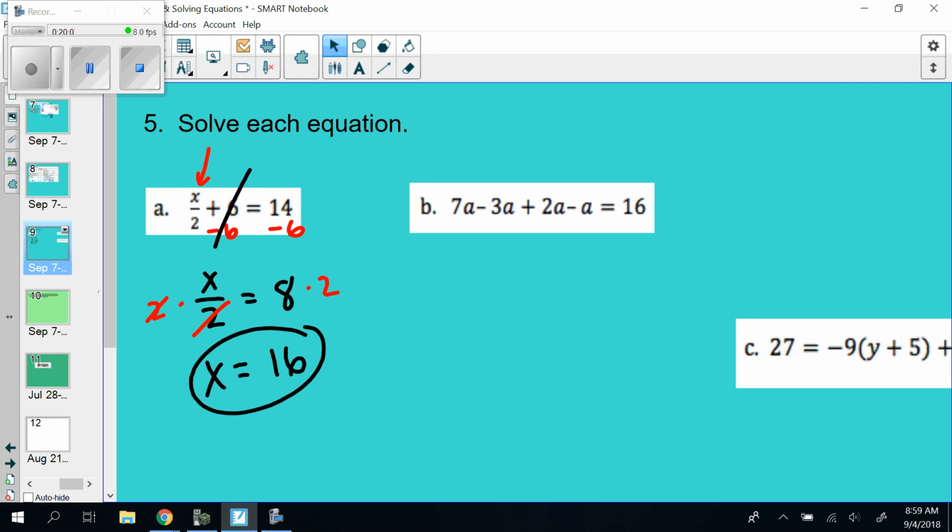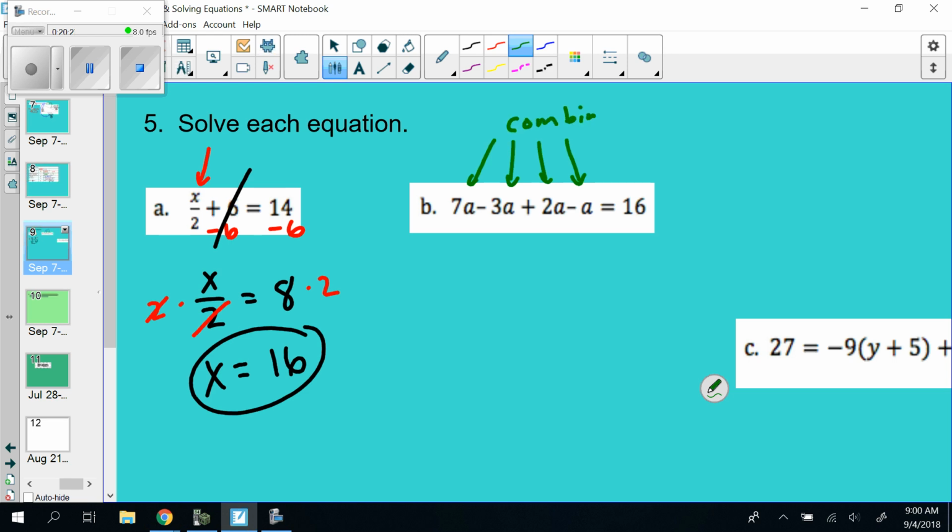All right, in B, here we got a bunch of these terms over on the left side equal to 16. The biggest thing you should be able to do on these types of problems is see that all these terms are actually the same like term, and we want to combine those together. Anytime you got like terms, start by combining them. So now you just go through: 7 minus 3 would be 4, 4 plus 2 is 6, 6 minus 1 would be 5a. So we can combine all those a's together to equal 5.